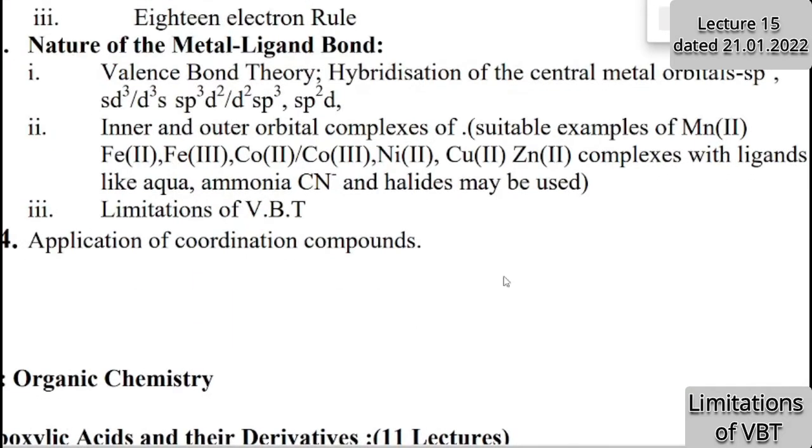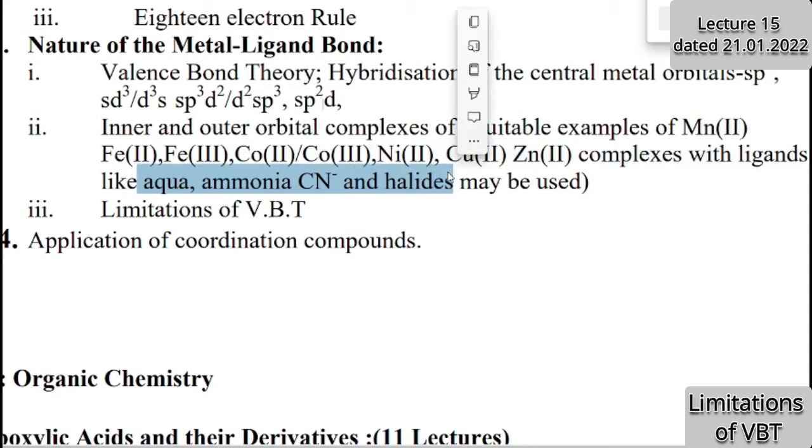If you go to the syllabus, you will find inner and outer orbital complexes. Examples they have given: Mn plus 2, Fe plus 2, Fe plus 3, Co plus 2, Co plus 3, Ni plus 2, Cu plus 2, Zn plus 2. I did not discuss all, but several among them are discussed. Especially they want ligands like aqua, meaning water, ligands like ammonia, amine, NH3, ligands like CN minus, cyanide, and halide ligands, so F minus or Cl minus. Last time I discussed cyanide and amine, and in addition to that, carbonyl I discussed yesterday.